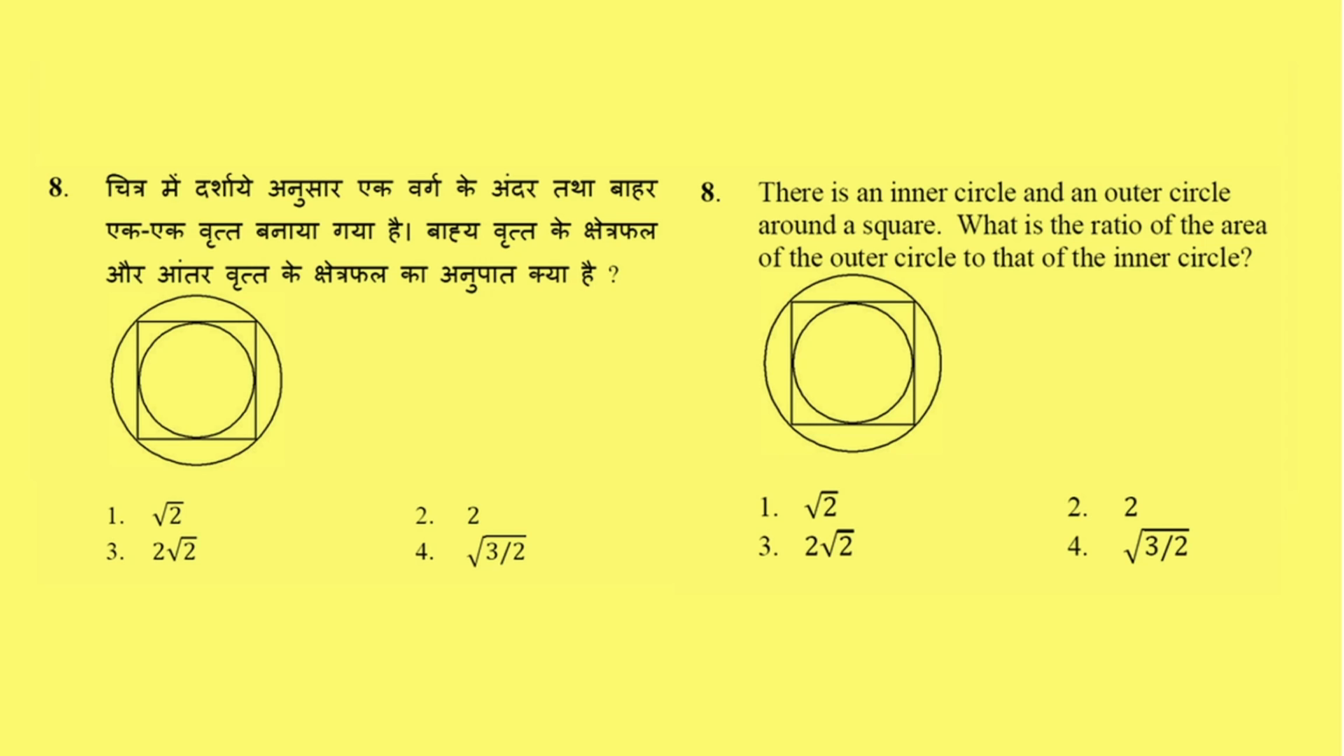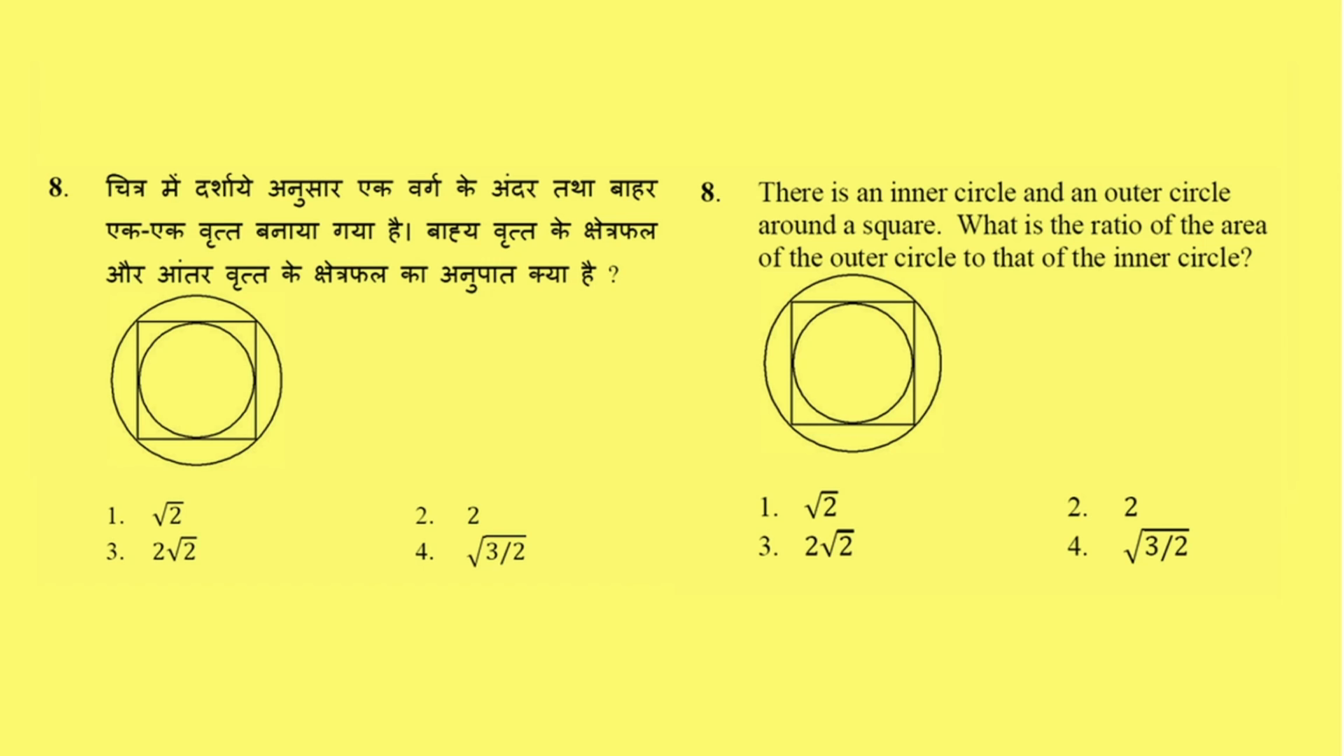Friends, problem number 8. There is an inner circle and an outer circle around a square. What is the ratio of the area of the outer circle to that of the inner circle? There are 4 options. Option 1, square root of 2. Option 2, 2.